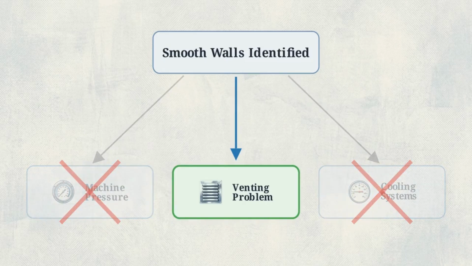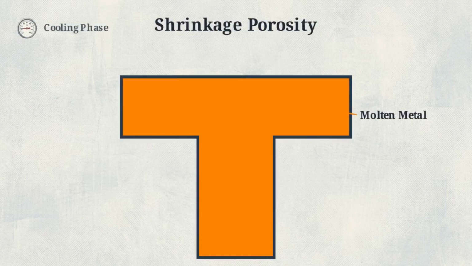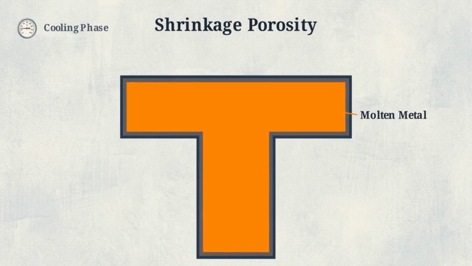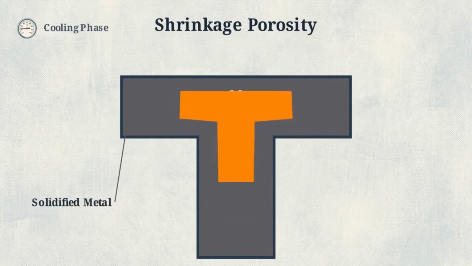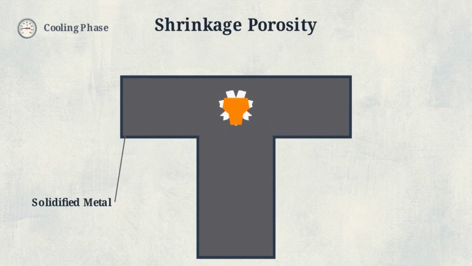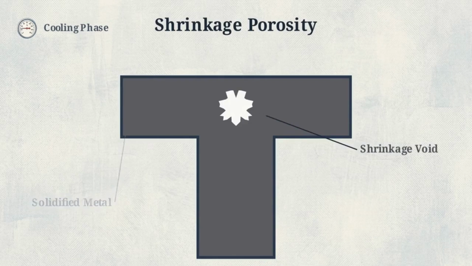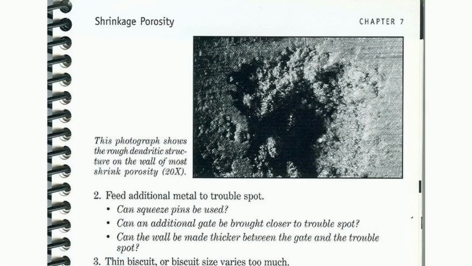Our second internal defect is shrinkage porosity. This has a completely different mechanical cause. As cast metal cools from a liquid to a solid, its volume naturally reduces, leaving a void at the last hot spot to freeze. Look closely at this 20 times magnification photograph. Instead of smooth bubbles, shrinkage porosity leaves a rough dendritic crystal structure inside the void.